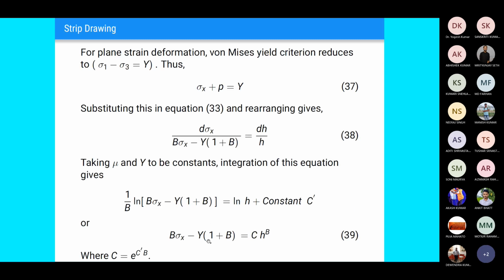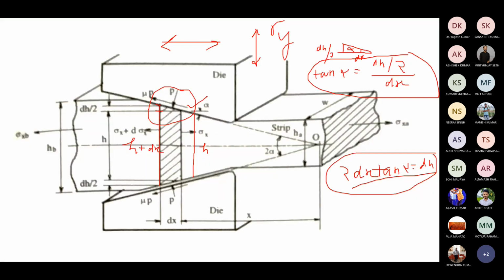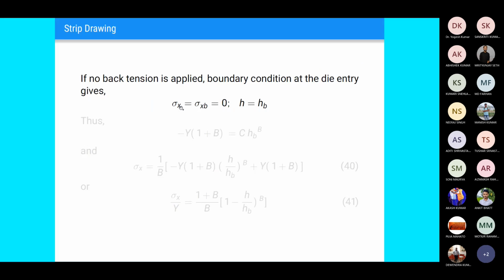Now let us try to apply the boundary conditions. What are the boundary conditions? We can say the boundary condition at the entry point is that sigma x equals 0. At this point, sigma xb will be 0. So sigma x at entry level will be equal to sigma xb, which is equal to 0.